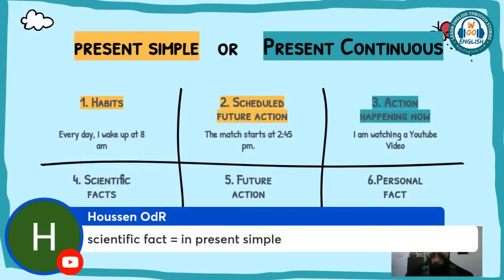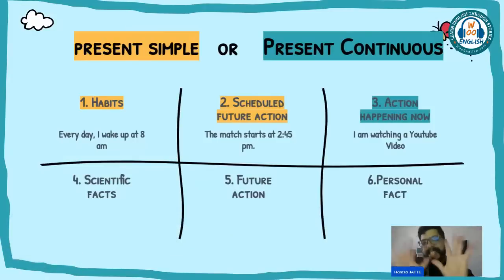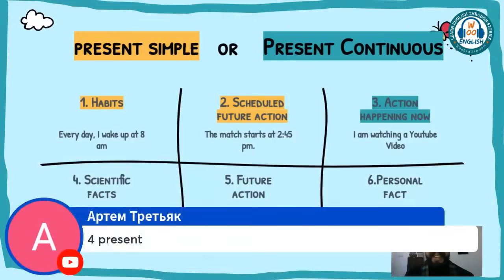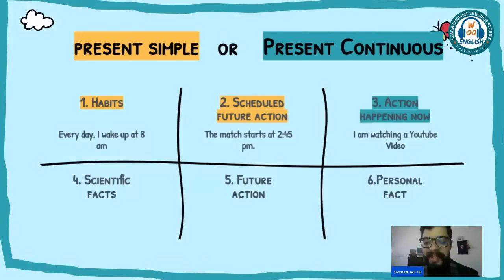All right, Hussein says scientific fact equals the present simple. This is a scientific fact for Hussein, that scientific facts use the present simple. This in itself is a scientific fact. All right, Artyom says for number 4, it's the present. But Artyom, which present? Present simple or present continuous? Which one of them? It will be present in any case.